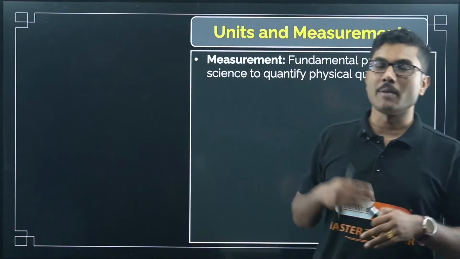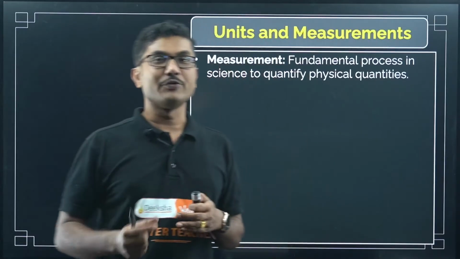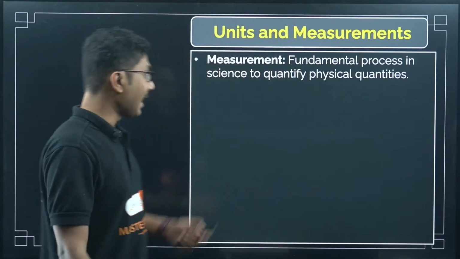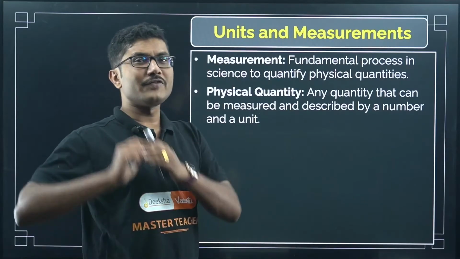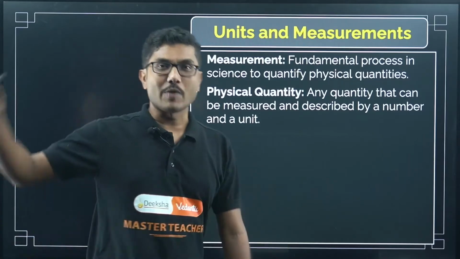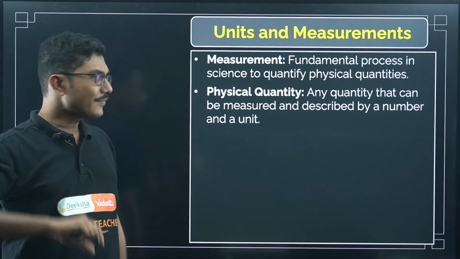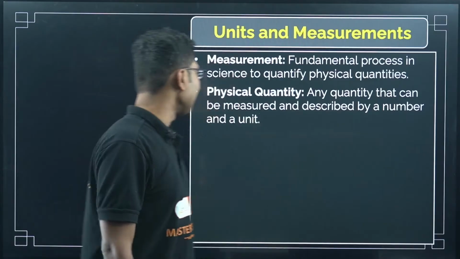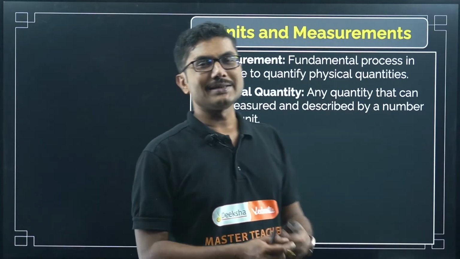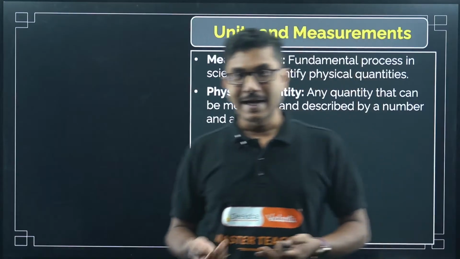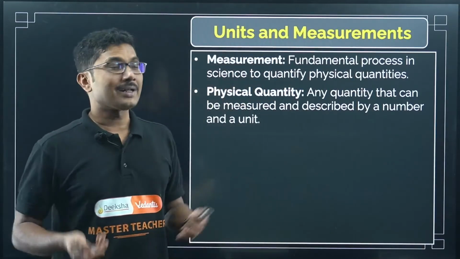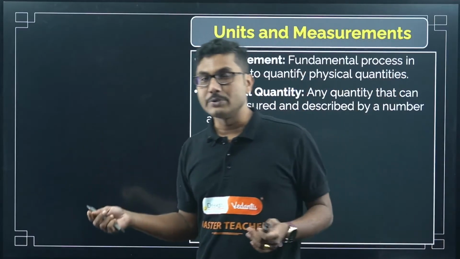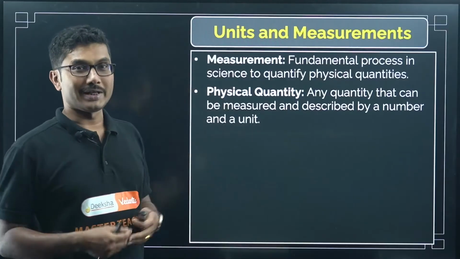Instead of saying in terms of comparison, if there is a measuring value, if we measure universally, then that is called measurement, right? Now what is the meaning of physical quantity? We are quantifying a physical quantity, right? Now what is a physical quantity? Any quantity that can be measured and described by a number and a unit. So a physical quantity is something that you can measure, right? For example, you can measure weight, mass, height, or any distance between 2 points. These are called physical quantities, okay?